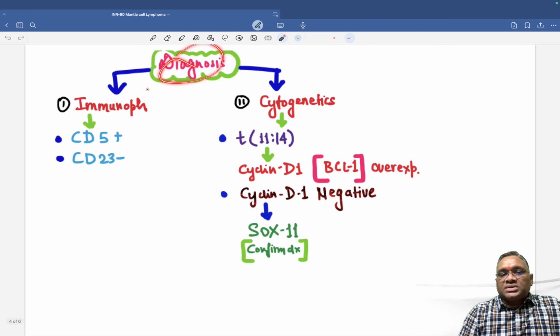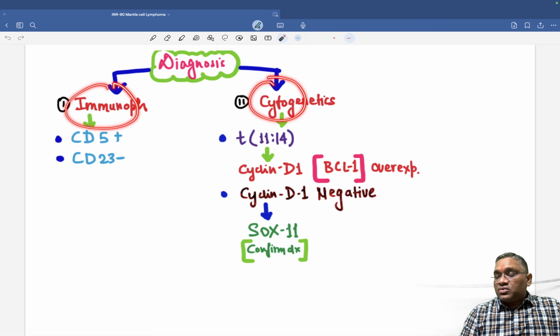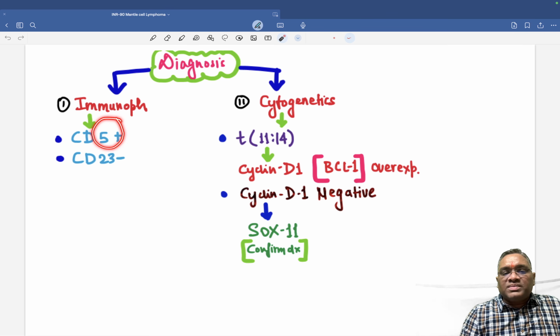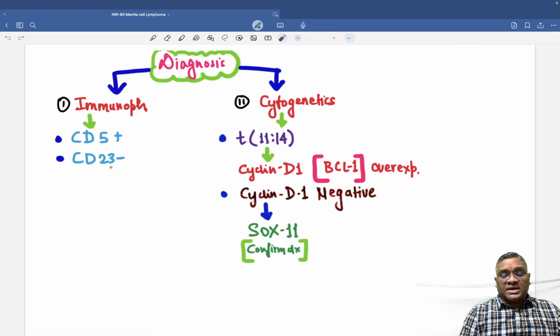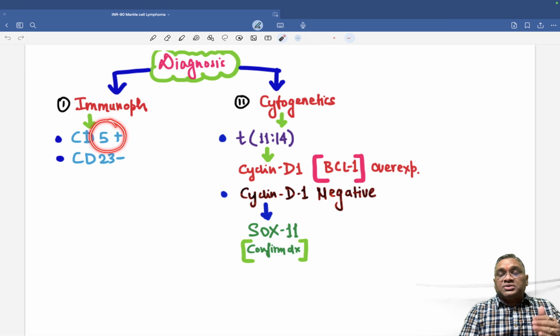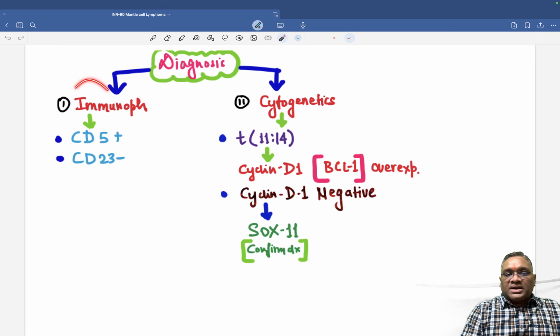So how can we diagnose? We can diagnose mantle cell lymphoma by immunophenotyping and by cytogenetics. By immunophenotyping, they are mature B cell type and arise from the mantle zone. Because they arise from the mantle zone, they will be CD5 positive, even though they are B cell type. But CD23 will be negative. Even though they are B cell, the T cell marker is positive, because CD5 is a marker of the mantle zone from where the tumor is arising. So in immunophenotyping, CD5 is positive and CD23 is negative.